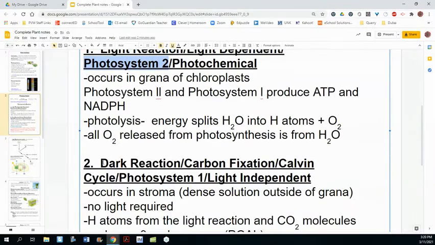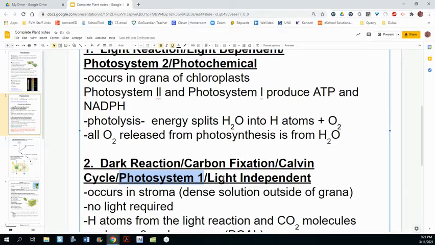And then there's a dark reaction, which is not really in the dark at all, actually. It's the light independent reaction. You're probably wondering what all these names are. They're literally all describing the same thing. So the dark reaction is where carbon fixation or the carbon combinations occur. It's known as the Calvin cycle or photosystem 1, and it is light independent.